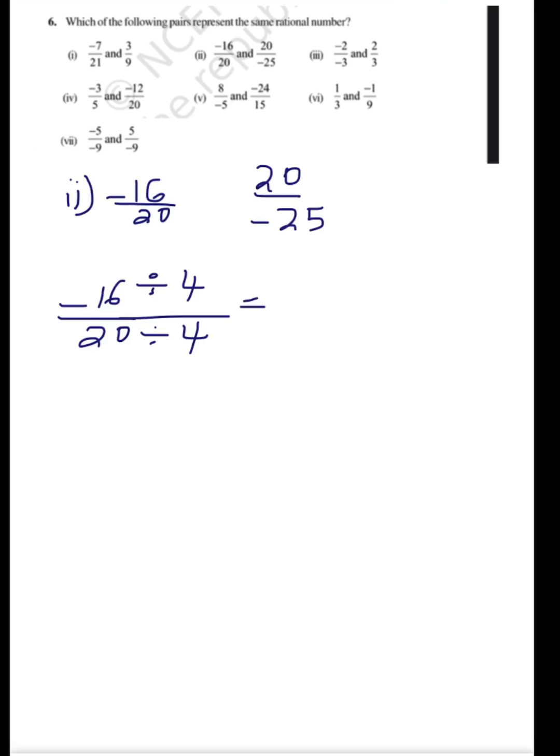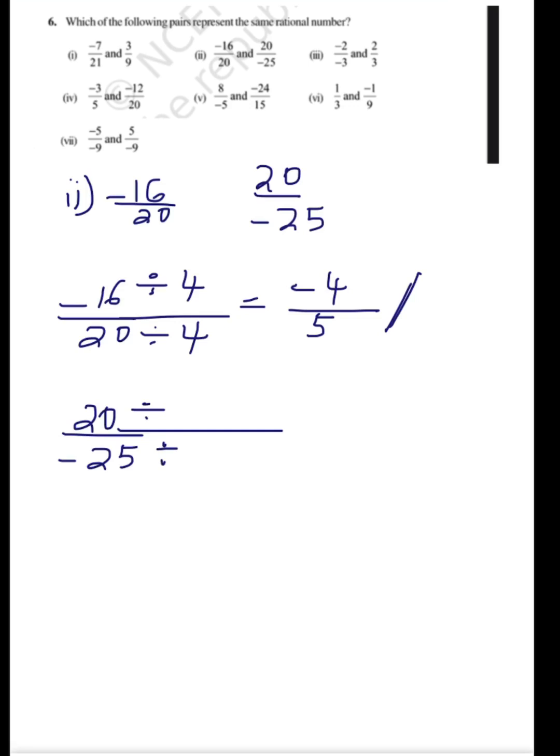What is 16 divided by 4? Minus 16 divided by 4. It's actually minus 4. And what is 20 divided by 4? It's 5. So our answer will be minus 4 by 5. Now the next one, that is 20 divided by minus 25. Here also let's divide both with their highest common factor. So what is that? Let's divide both by 5.